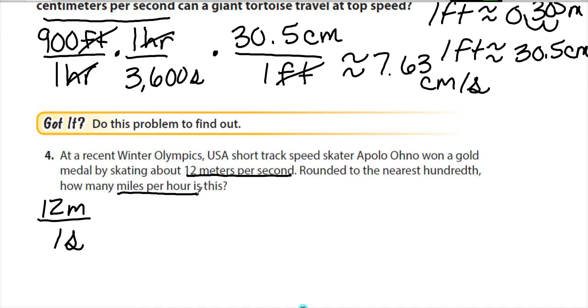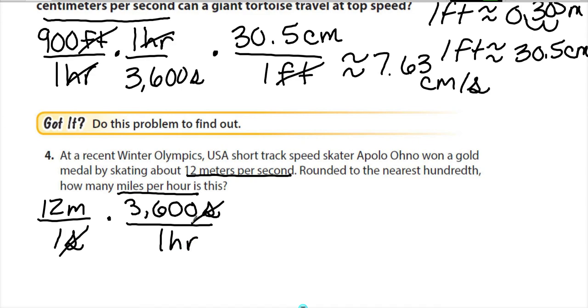So again, I like to change my time first. We said there's 3,600 seconds per hour, but this time we want the seconds to cancel. So where does it go if it's going to cancel? It needs to go on the top. So that's going to be 3,600 seconds for 1 hour. That's going to take out the seconds.